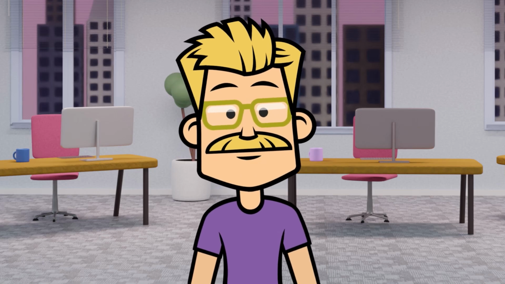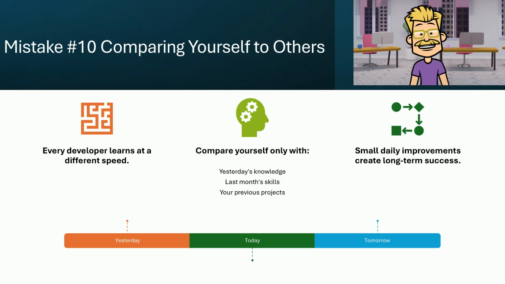Mistake number 10, comparing yourself to experienced developers. A beginner sees an expert writing code quickly and feels discouraged. What they do not see is the years of practice behind that skill. Every expert started as a beginner. Every senior developer once struggled with variables, loops, and syntax errors. Focus on your own progress. Compare yourself with who you were last month, not with someone who has 10 years of experience. Consistent improvement is what matters.